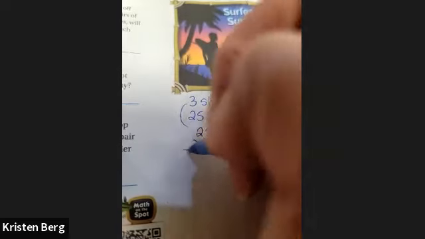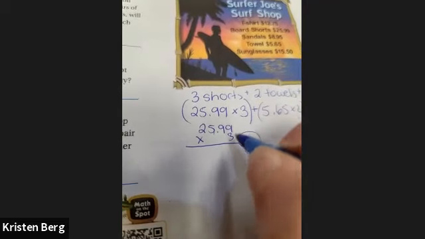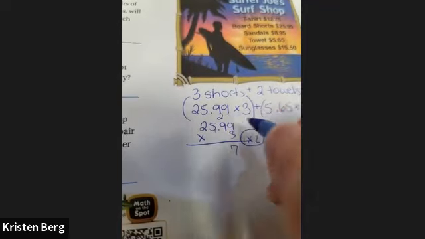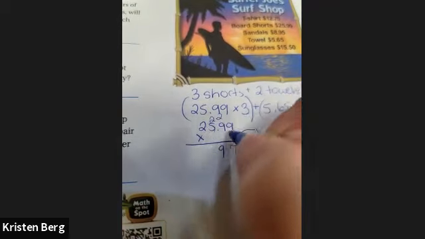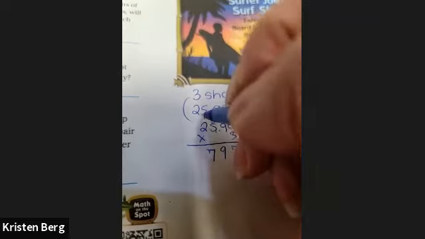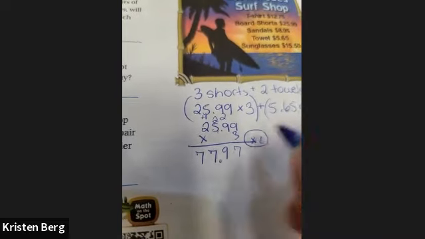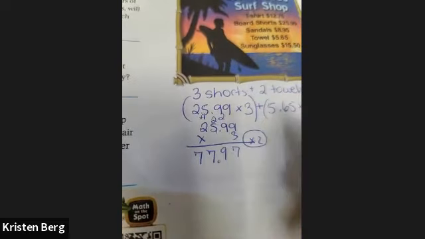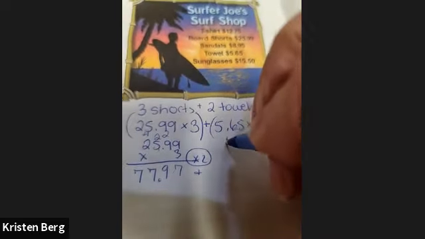25.99 times 3. Let's figure out what that is. So how many decimal places? That is 2. So this is 27, carry your 2. This is 27 plus 2 is 29, carry your 2. 3 times 5 is 15, plus 2 is 17, carry your 1. Then 3 times 2 is 6, plus 1 is 7. And then move in your decimal 2 places. So just for the shorts, it's $77.97. Now we're going to figure out what this is.